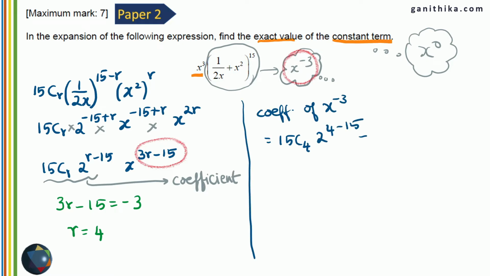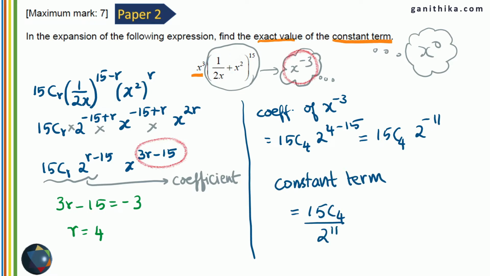Substitute the value for r as 4 in this coefficient. You will get 15C4 2 to the power of negative 11. You cannot leave the answer as it is because the question is asking for the exact value of the constant. So the constant term will be 15C4 divided by 2 power 11. So you might leave this here and you can go for the marking scheme.